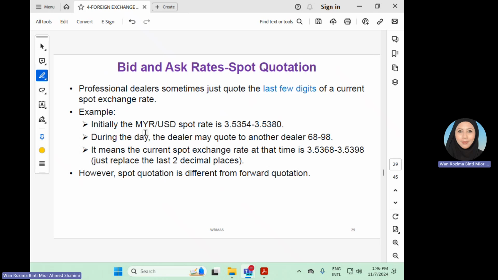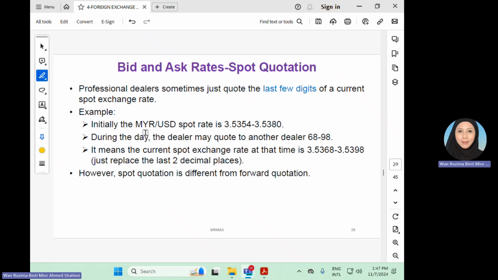Professional dealers sometimes just quote the last few digits. You only need to pay attention, but usually students don't. The more exercises they do, the more they remember this. I just want to remind you that you can replace the digits when it comes to spot rates, but you cannot replace the digits when it comes to forward rates. Do you want me to repeat?